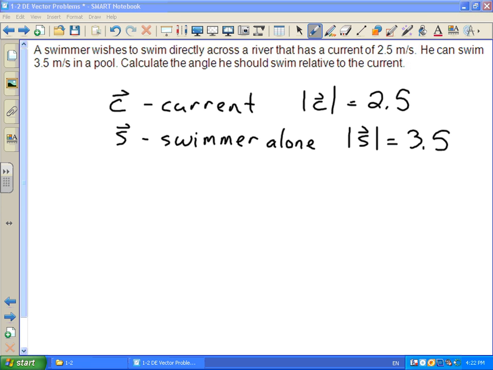Now, if he's swimming in a river, these two vectors are going to combine together, and we're going to end up with a resultant vector, which is the vector combination, the vector sum, of the current plus the swimmer. So this is the combination of the two, or the resultant, or what actually is going to happen.